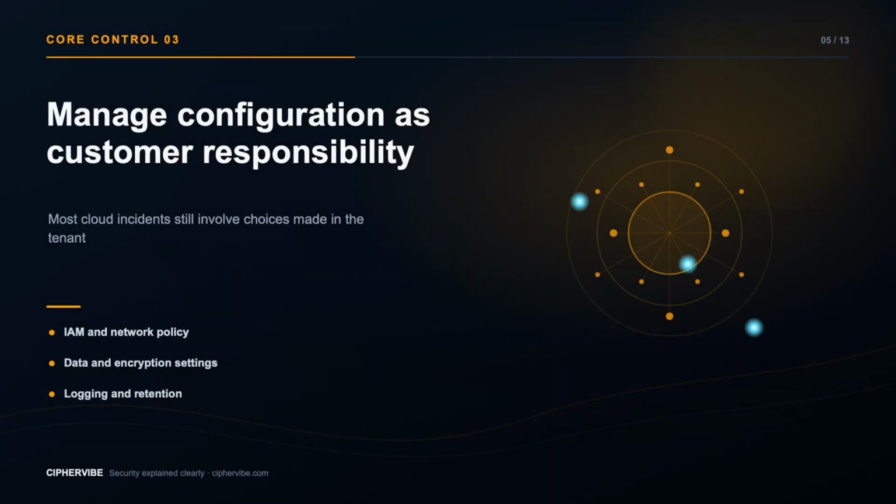The third building block is manage configuration as customer responsibility. Treat identity assignments, public exposure, encryption options, logging, data lifecycle, workload configuration, and application code as customer-controlled unless documentation says otherwise. Use templates, guardrails, reviews, and monitoring to make safe choices repeatable across accounts and projects.